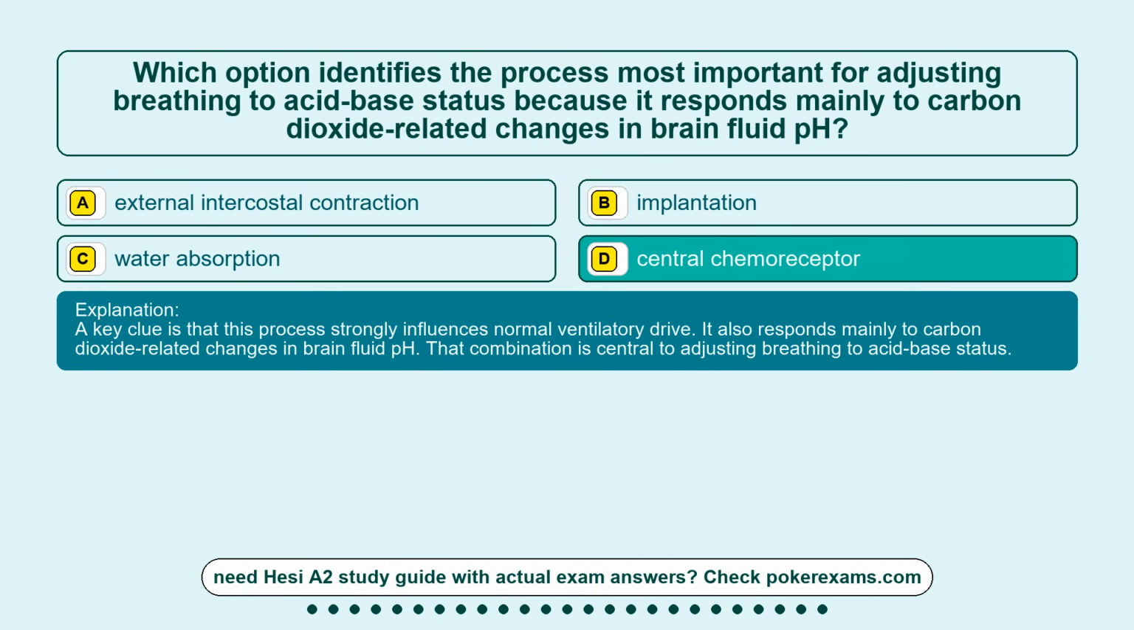A key clue is that this process strongly influences normal ventilatory drive. It also responds mainly to carbon dioxide-related changes in brain fluid pH. That combination is central to adjusting breathing to acid-base status.